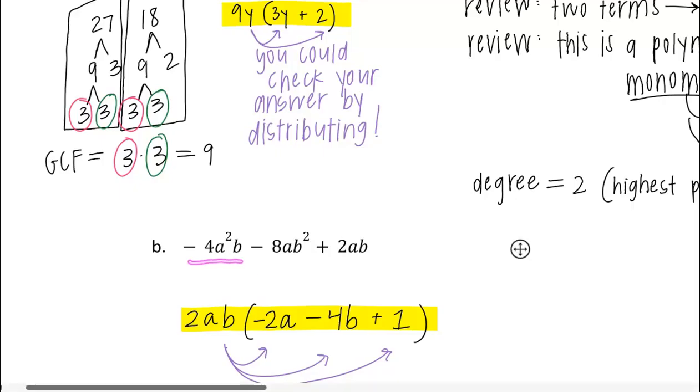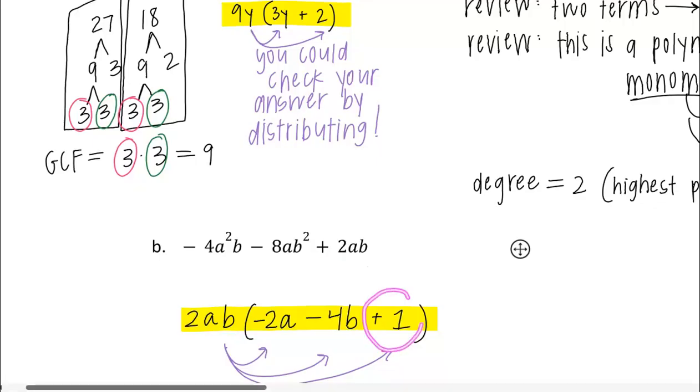To get negative 4a squared b, you would have to multiply the GCF by negative 2a. To get negative 8ab squared, you would have to multiply the GCF by negative 4b. And to get 2ab, you would have to multiply the GCF just by 1.